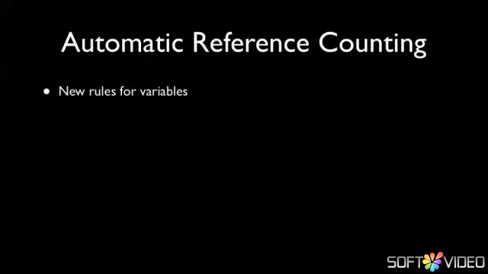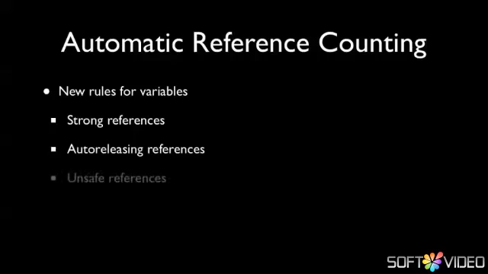When working on ARC to implement it within Xcode and within the compilers, the Apple compiler people looked at variable usage and defined and identified 4 types. We have strong references. We have auto-releasing references, unsafe references, and weak references. We'll take a look at each of those in turn and see how they've been catered for with ARC. Strong references are the default for all variables.